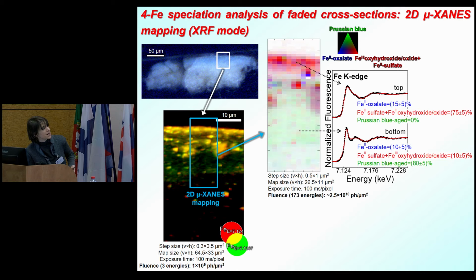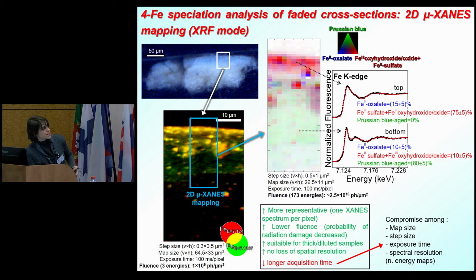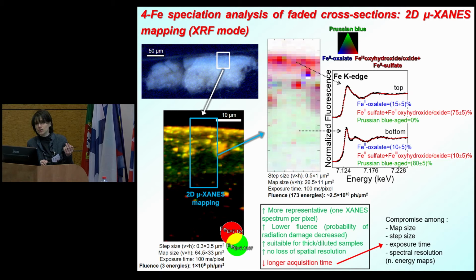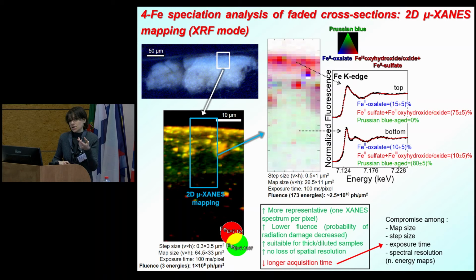So if you look at these values and these results, we have some advantages in using this kind of approach, because we have a more representative data set, since we have one XANES spectrum for one pixel, lower fluence values, and we can clearly see that this approach is also really suitable for thicker and diluted samples, because we don't need to prepare a thin section. We can work directly on a thick cross section.